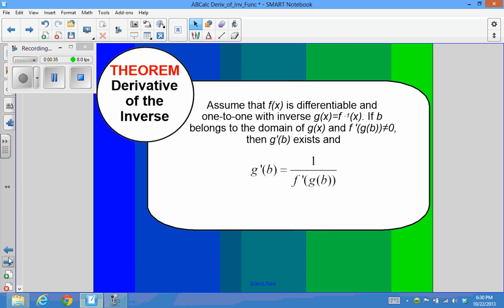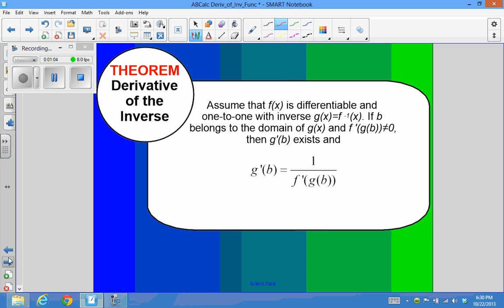The derivative of the inverse, the theorem says, assume that f of x is differentiable and one-to-one with the inverse g of x equals f to the negative 1 of x. If b belongs to the domain of g of x and f prime of g of b is not equal to 0, then g prime of b exists, and g prime of b equals 1 over f prime of g of b.